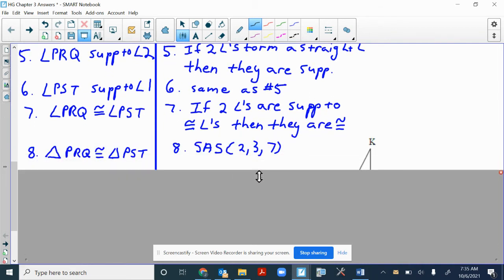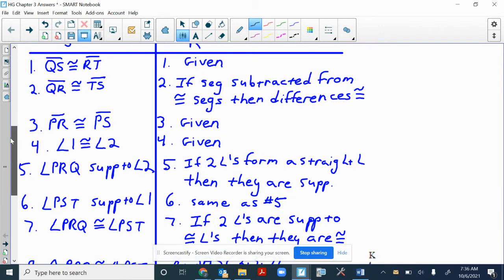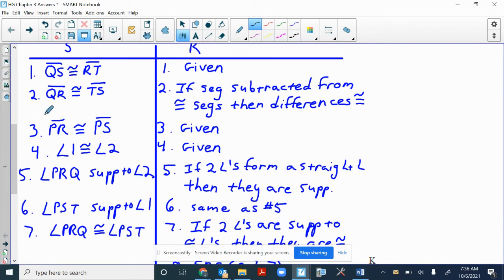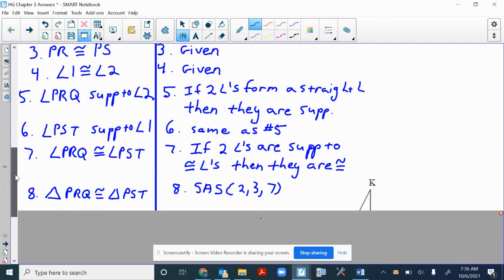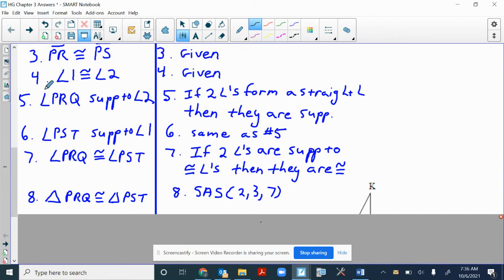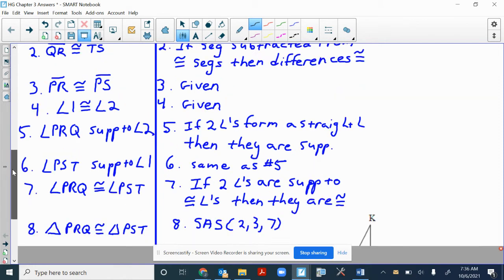And last, we can now get our statement that we were trying to prove, which is triangle PRQ is congruent to triangle PST by side angle side. And I even put the steps where I said each of the sides and the angles, right? So step 2 was one of our sides. Step 3 was the other side, PR is congruent to PS. And then step 7 was the two congruent angles.